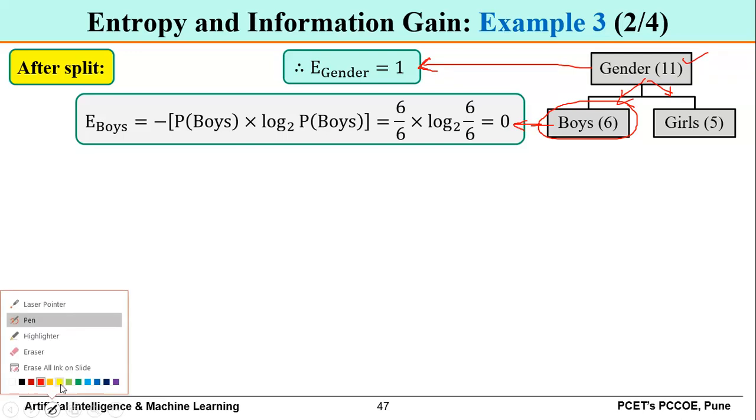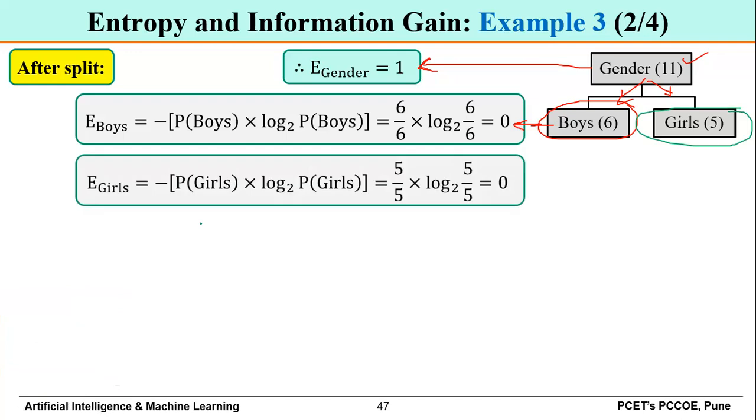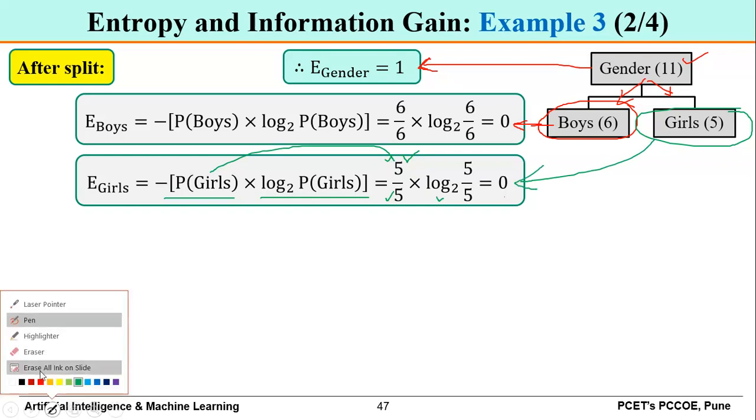Now when we talk about girls, the entropy for the girls is minus probability of girls multiplied by log to the base 2 probability of girls. We put the values: number of girls 5, number of data points 5, multiplied by log to the base 2 of 5 by 5, and the answer is 0. So this is the individual entropy.